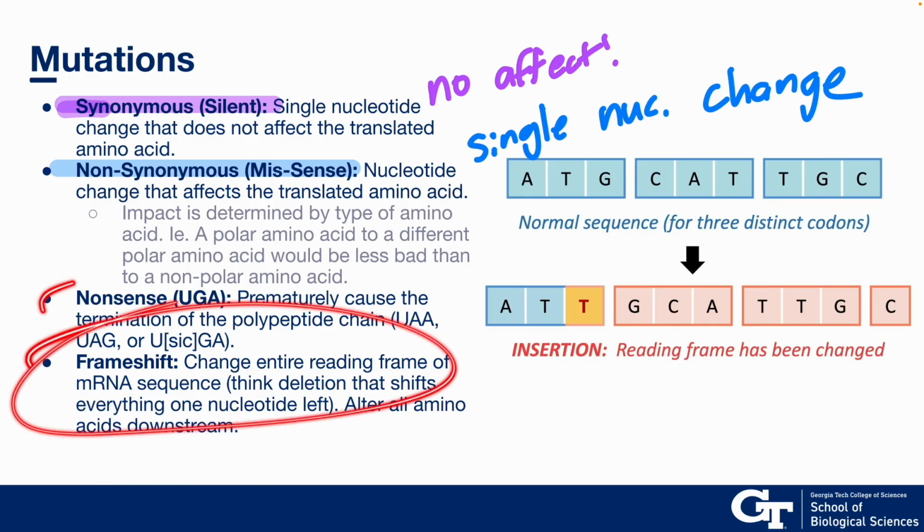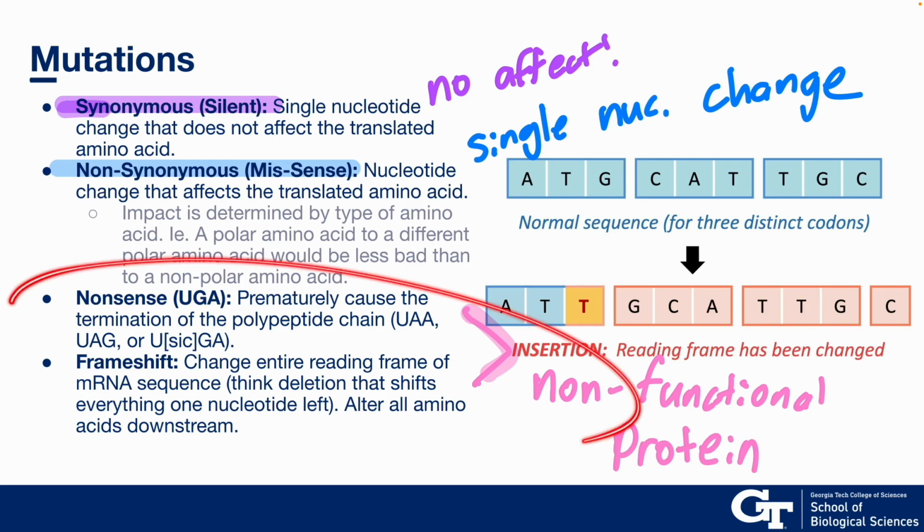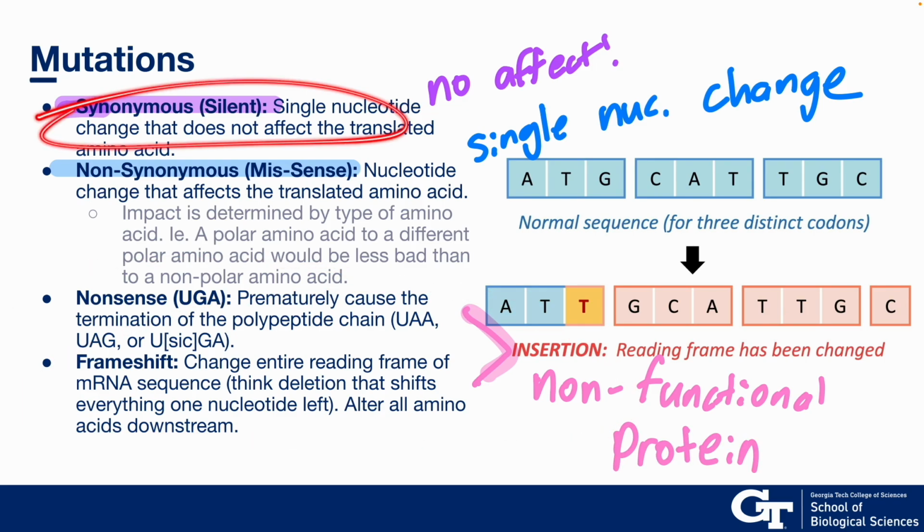So a frame shift and nonsense mutation are horrible because you're going to get, extremely likely, a non-functional protein. So these two, nonsense, frame shift, extremely bad. Silent, there's going to be no change, so it's not the end of the world.